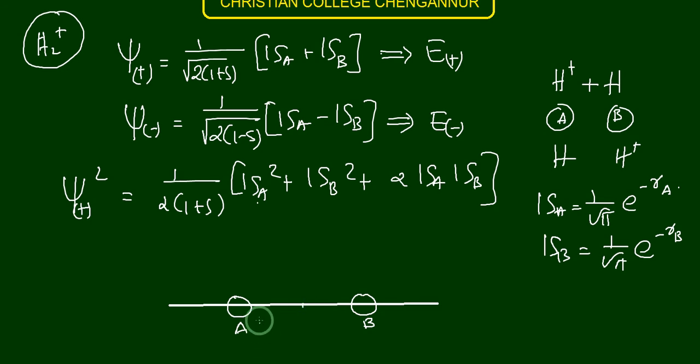In between the nuclei, what is the value of this function psi plus square? That is what we are going to establish. Let's examine the value of psi plus square in between the nuclei. This is RA, that is the distance from the nucleus A to the electron.